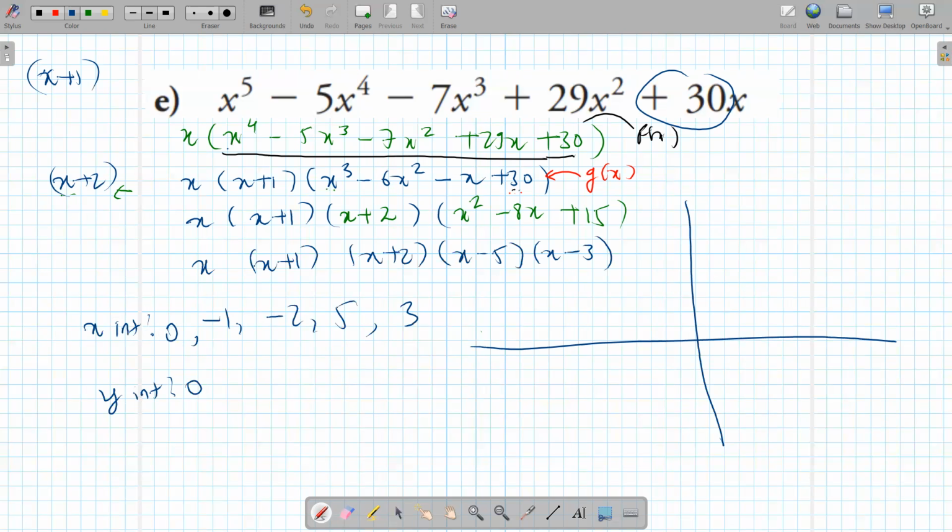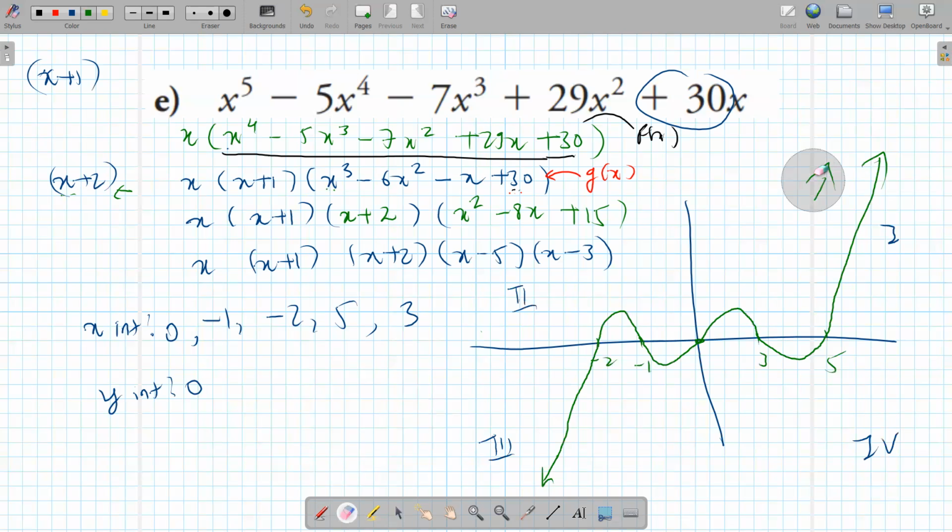And now we go up here. Which quadrant does x to the 5 start? Where does it end? Positive x to the 5. Starts in 3, ends in 1. Yes. So it ends there, starts here. And our x-intercepts are negative 2, negative 1, 0, 3, and 5. That's all. Okay, and you can just join the dots. Goes up, again, this part is not important. There we go. And that's a rough sketch, right?